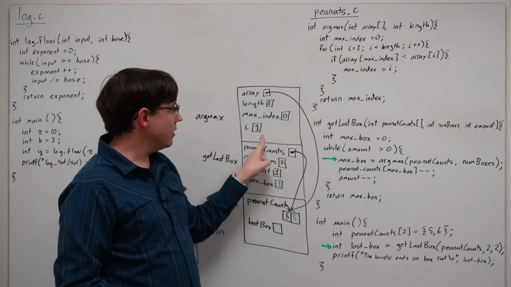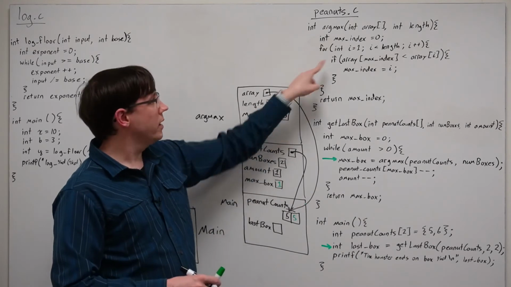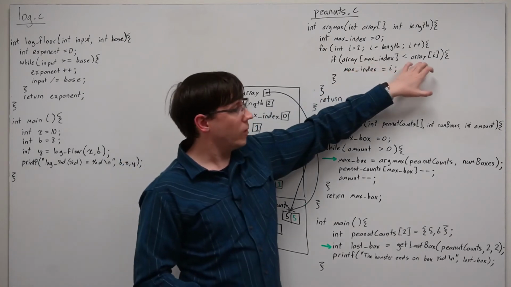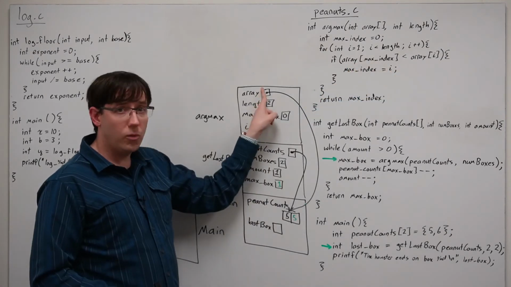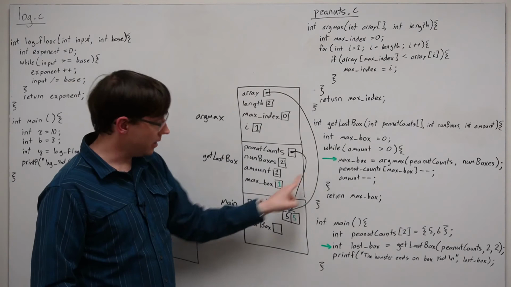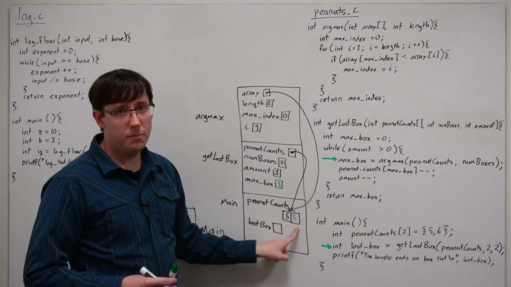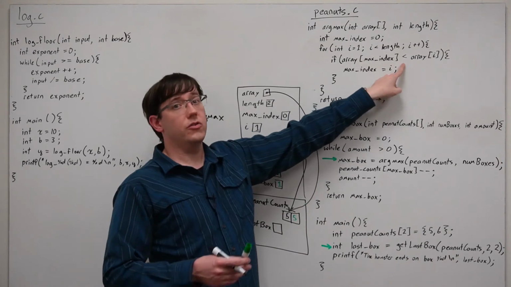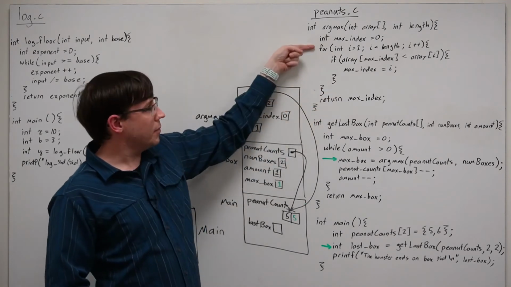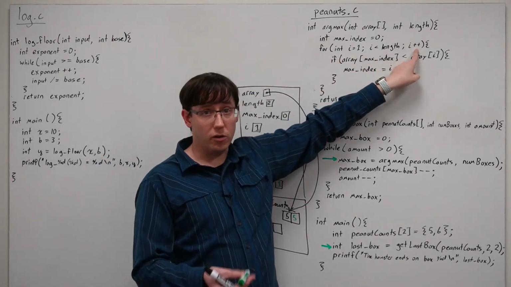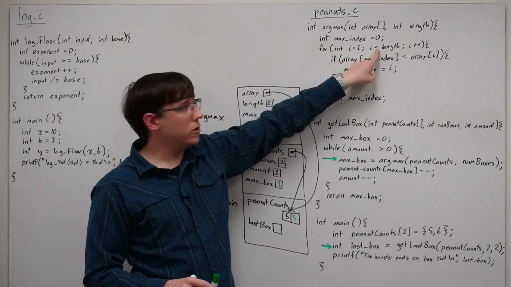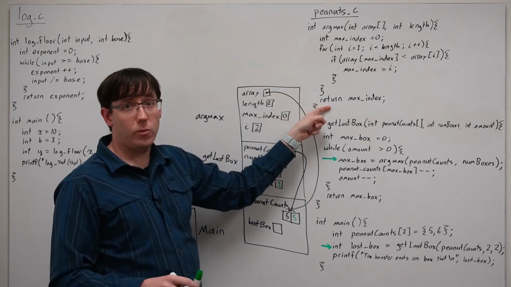Since I is less than length, we'll go into the loop and check our if condition, comparing array at max index, which is 0, to array at I, which is 1. So array at index 0 stores the value 5, whereas array at index 1 also stores the value 5. So this less than is not true, and we will skip over the if statement, returning to the top of the loop and performing the update, which increments I to 2, at which point the condition is no longer true, so we drop to the bottom and return.